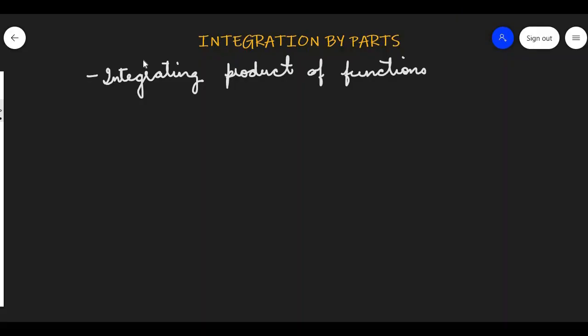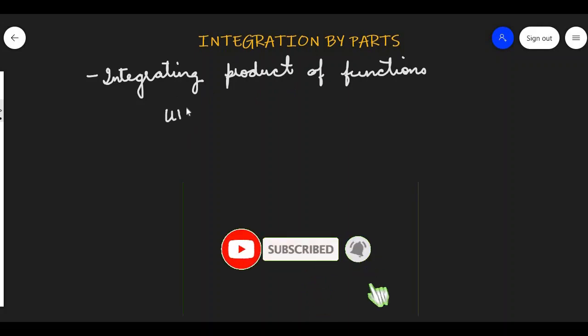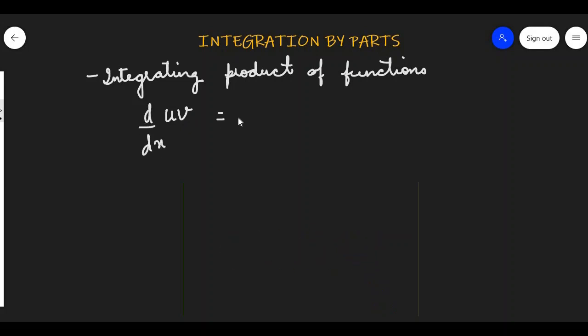In this video, we are going to learn a very important method of integration, which is integration by parts. It is used for integrating product of functions. So if you remember, if we have a function of the form uv, differentiation of this function is given as first function into differentiation of second function plus second function into differentiation of first function.